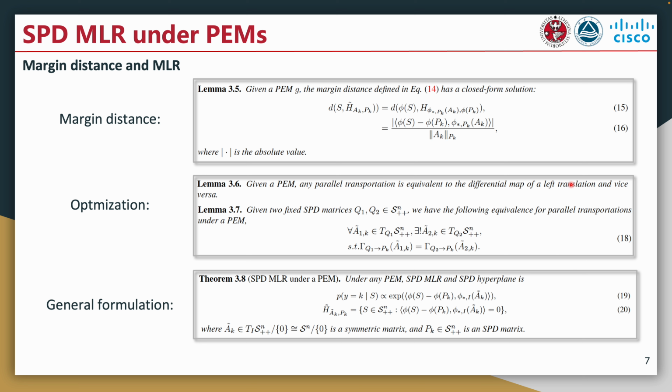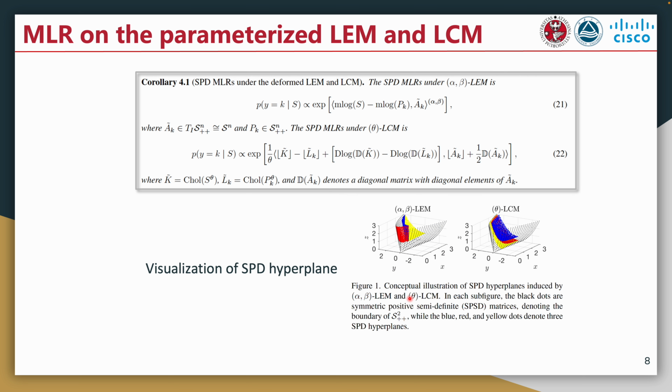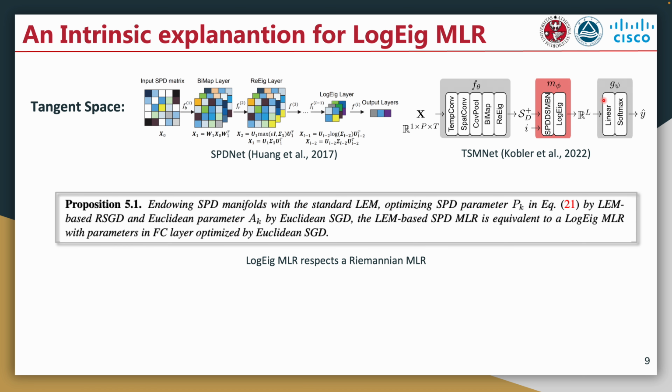Lemma 3.5 shows the solution for the distance to the hyperplane, and we also talk about the optimization. Combining all the results, we get theorem 3.8, which is the MLR under any PM. For a specific MLR, we just need to put the pullback mapping phi into EQ19. This is how we get the MLR under LEM and LCM. And figure 1 shows the different kinds of hyperplanes under different metrics.